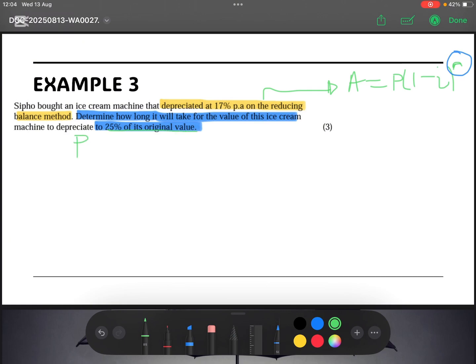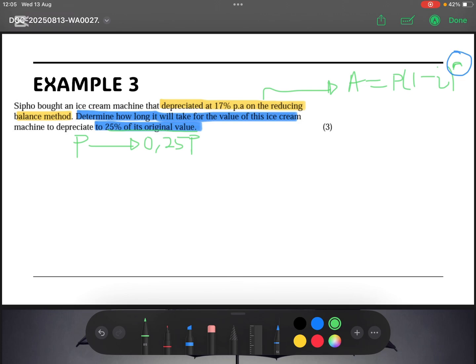What is the original price? The original price in this case is P. So now we want to know how long will it take for this P to depreciate to 0.25 of P, which is 0.25 of the original price, when it depreciates at 17% on the reducing balance method. So now the principal amount, or the original amount, it's P.